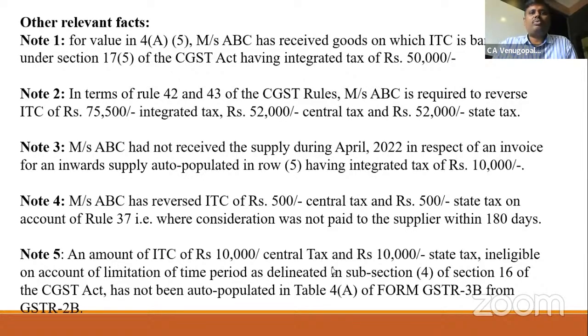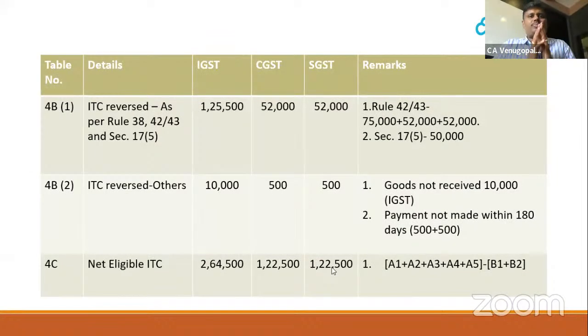Let's look at how we will report. Next slide. Now, we have not touched table 4A. So there is no point in looking at 4A that has been auto-populated. Whatever the ineligibility on account of rule 42, 43, or whatever on account of section 17 subsection 5, that gets reported in your 4B1. All that got reversed.